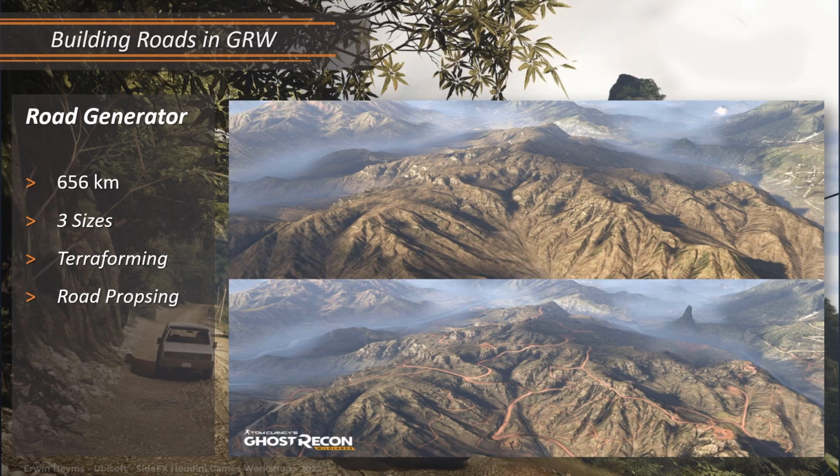Now over here on the right, we have the terrain as it was originally, and then we have the roads stamped into it. The way this worked is that we had a pathfinding system that would find a path across the terrain from point A to B, and it would then do all the processes after that to stamp it into the terrain.